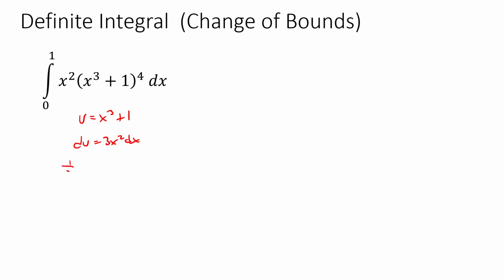And we want to make it match, so we'll get this. Okay, so all of that is the same that we were doing before. I'm going to set this up. So this is going to turn into 1/3 in front, u to the 4th du. But these bounds need to change because I'm using a different function.